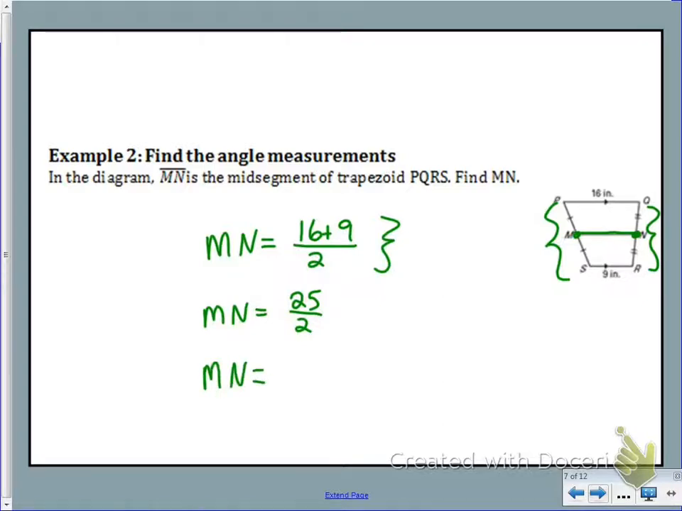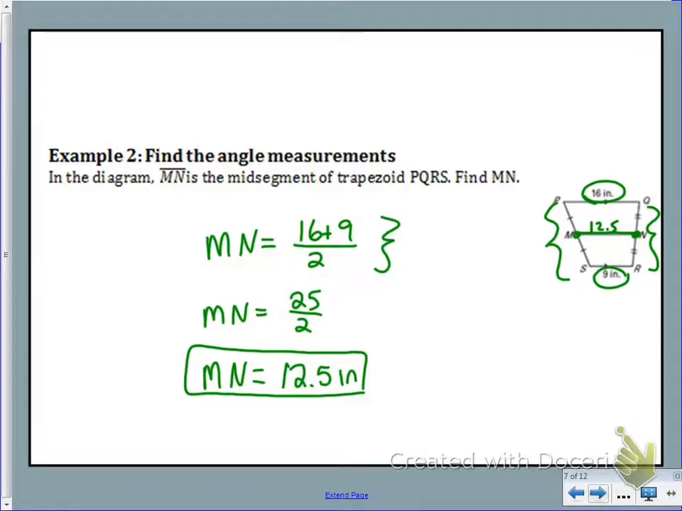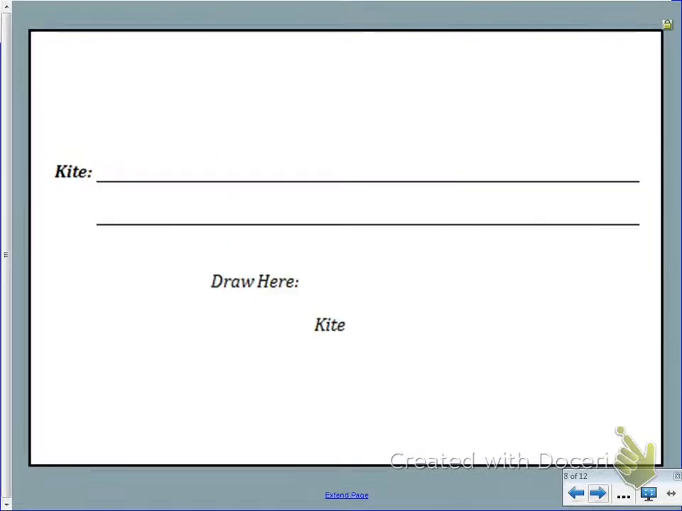Mental math would be good as well here. So we're going to find the length of the midsegment is 12.5. Keep in mind, a quick way to check your work is that it should be between the lengths of the smaller and larger base. So it should be in the middle of those. That's a good way to make sure your answer is appropriate. All right, so that's what we're going to learn about trapezoids.